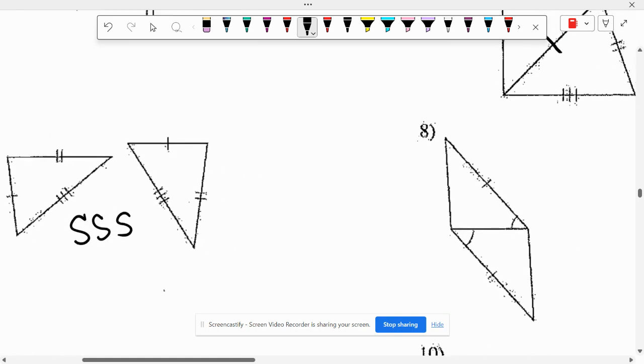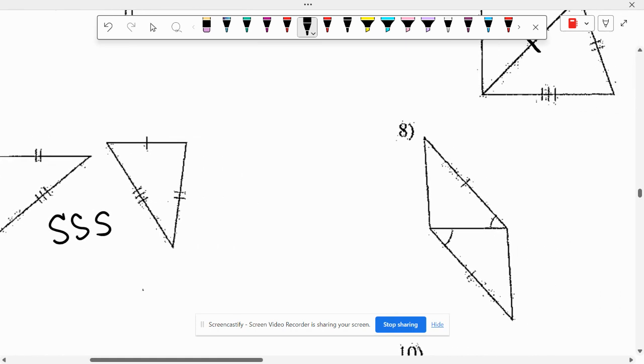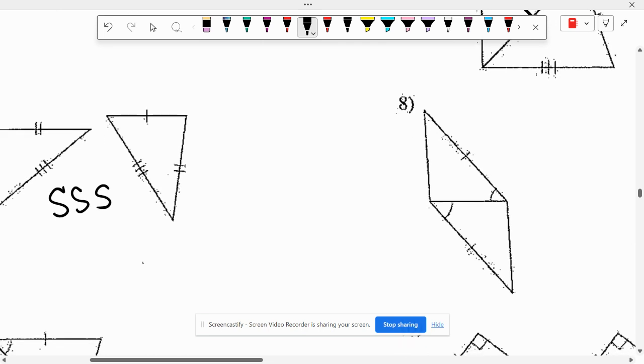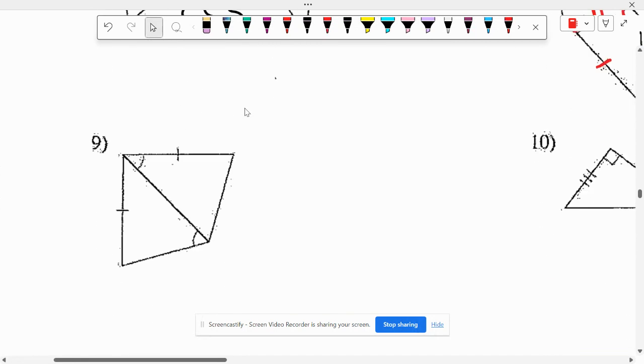What about example number 8? Do we have a common side? We do have a common side right here. So I have side, angle, side, side, angle, side. So SAS, do you guys see that? God bless you. Okay. What about example number 9?